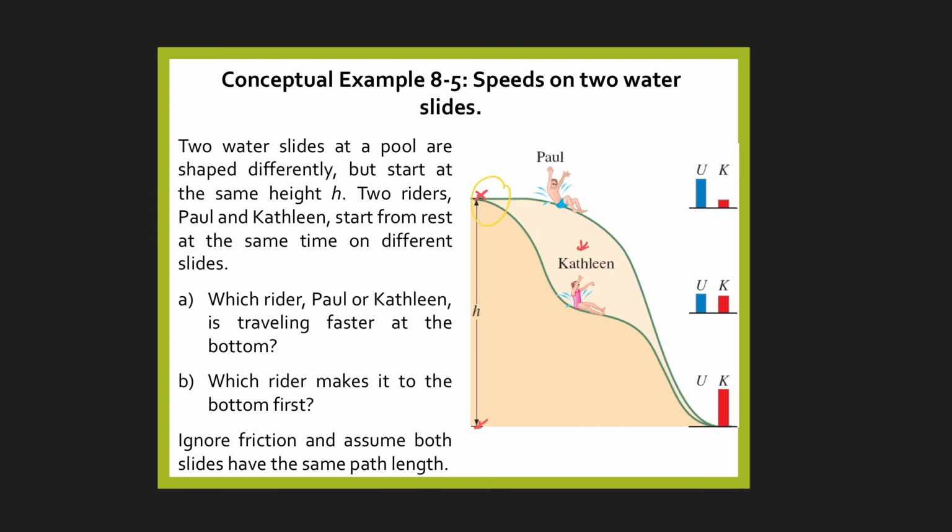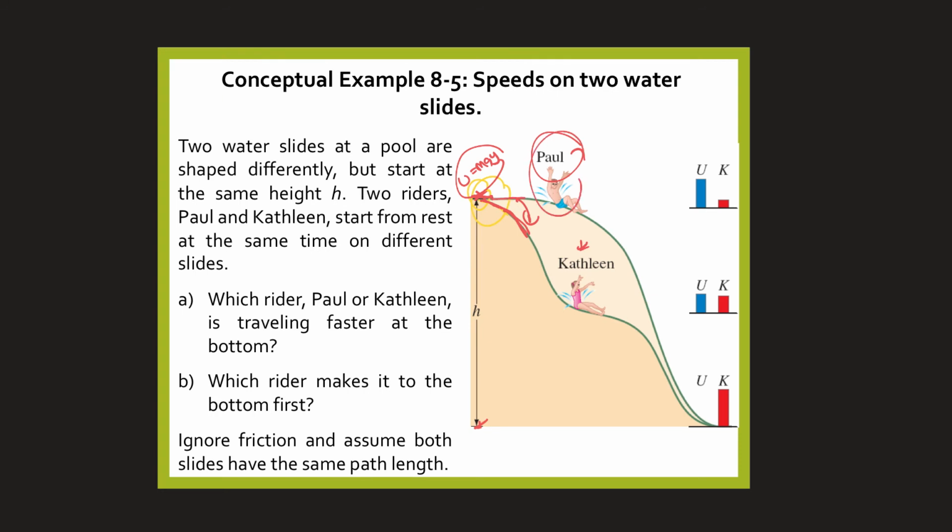Okay, Kathleen is going to change the potential to kinetic earlier than Paul. You can see the shape here. Because this is the potential, you have a potential here, and because of the shape of the pool for Kathleen, the potential is going to change into kinetic energy earlier, which means that Kathleen is going to move faster than Paul.